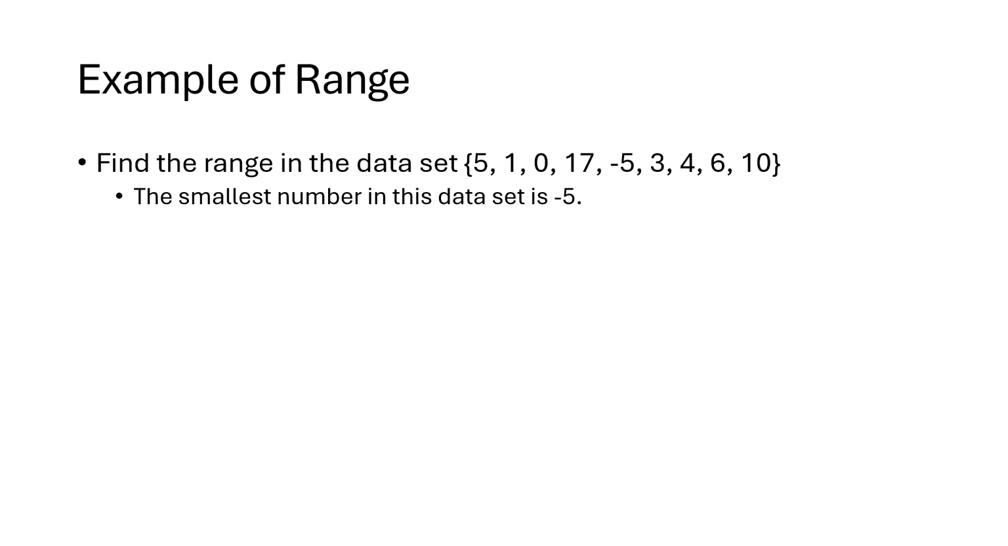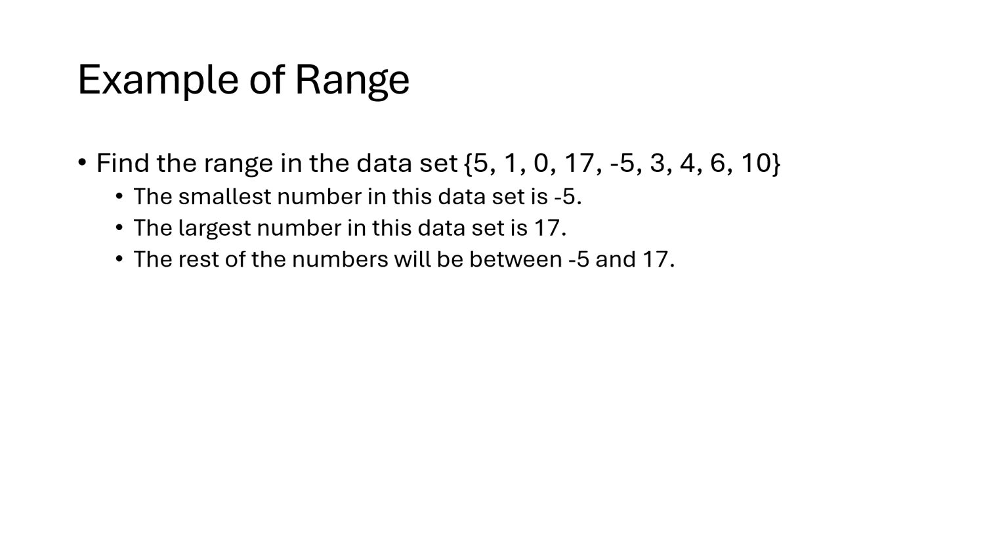The smallest number in the data set is negative 5. The largest number in this data set is 17. The rest of those numbers fall between negative 5 and 17 inclusively. And so the range will be the largest minus the smallest number, which is 17 minus negative 5. In reality, that is 17 plus 5, since those 2 negatives turn out to be a positive or a plus sign. And so that will be 22.